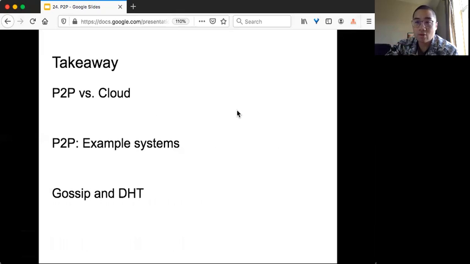Okay, so that's all I want to talk about today. The concept of P2P versus cloud, and also some example application systems, what the trade-offs are, and then two important concepts: the gossip protocol for communication, and the DHT protocol to store data and to figure out where the data is.